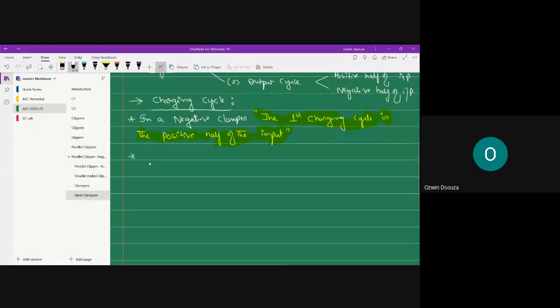So the capacitor gets charged during the very first negative half cycle of the input. So let us draw the equivalent circuit for the same. This is your capacitor. This is your diode.